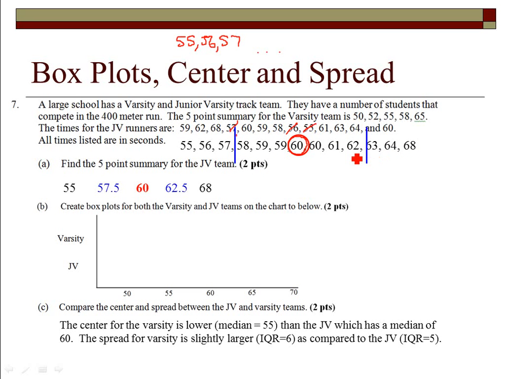Now I've got my 5-point summary. So we could put commas between each one of these now. And there's my 5-point summary. Now we're going to create box plots for both the varsity and JV teams.